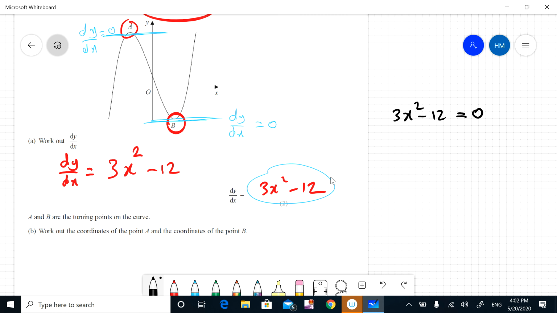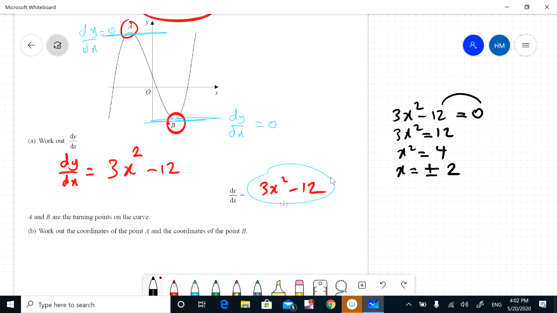How to solve this equation? 3x squared equals 12. If you put negative 12 to the other side, divide by 3 both sides, x squared is 4. So x is what? Positive or negative 2. This is the x coordinates of the turning points.